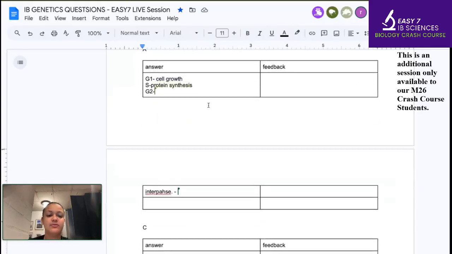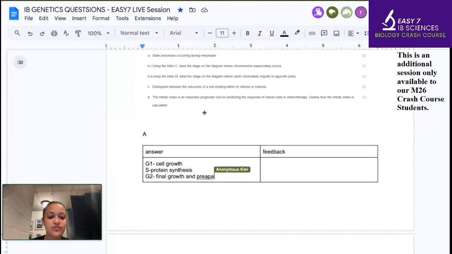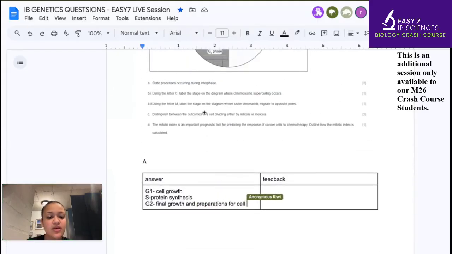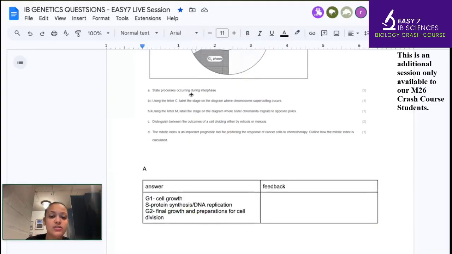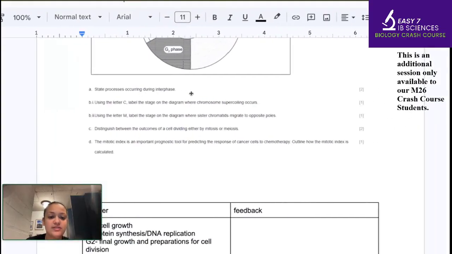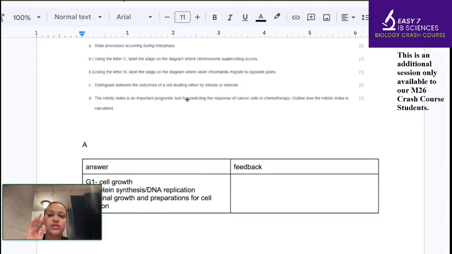And we have Anonymous Kiwi writing here. Anyone else want to answer question A? Please feel free. It's a good opportunity. It's asking which processes occur during interphase. Now your state command term is very easy. You can literally write a word, comma, or very short bullet points. This is a really good command term, because you can just literally write statement, comma, statement, comma, statement, comma.